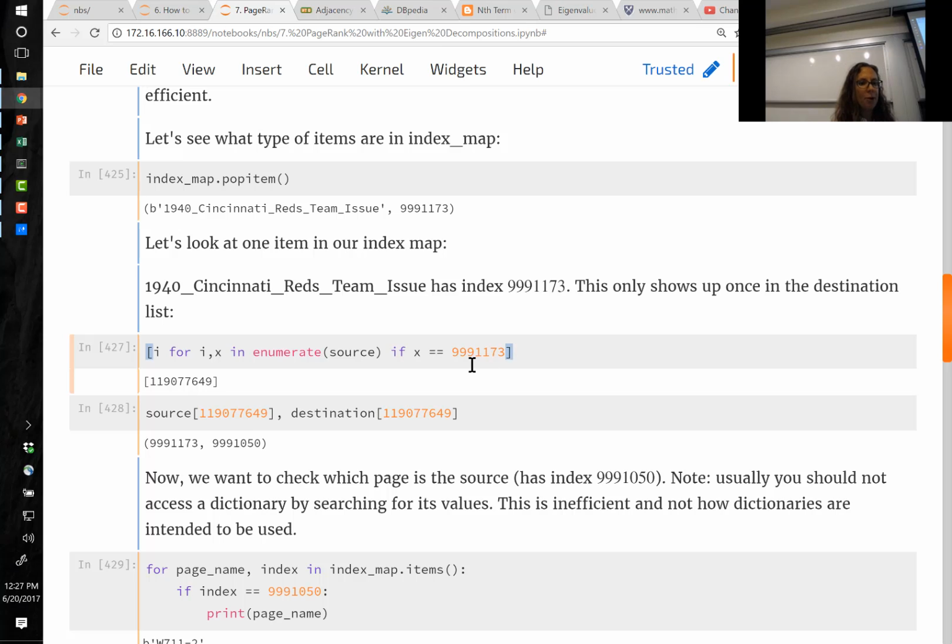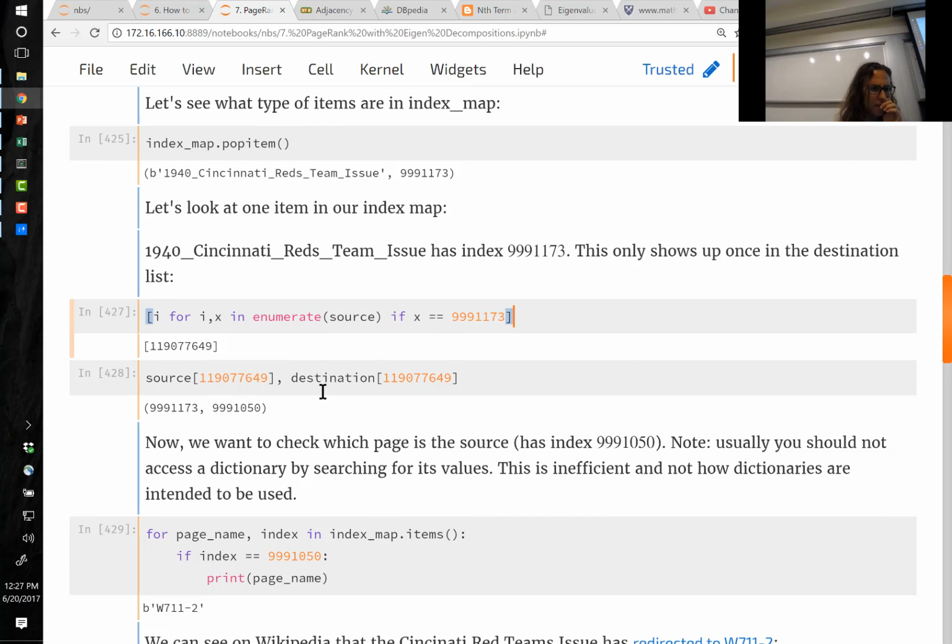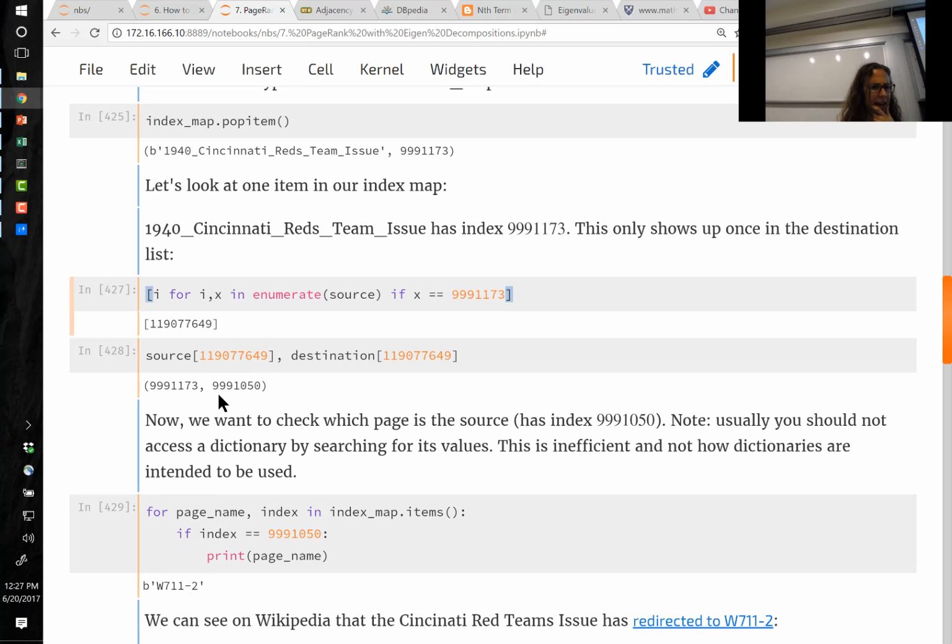Okay, I know Cincinnati Reds team issue is 9991173. Where does that even show up in the source list? It just shows up at index 119077649. And so then I can look that up in the destination, and I get 9991050. So we have, I guess, 2 different types of indices going on. It's the indices being used by the index map, and then the indices of source and destination, which just correspond to each other.